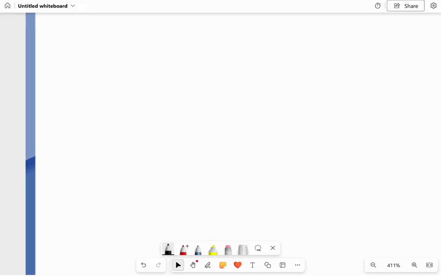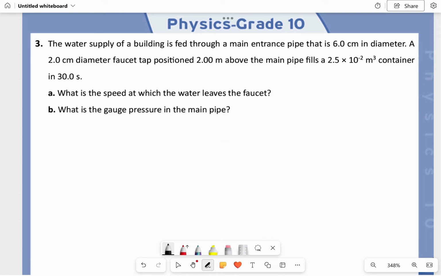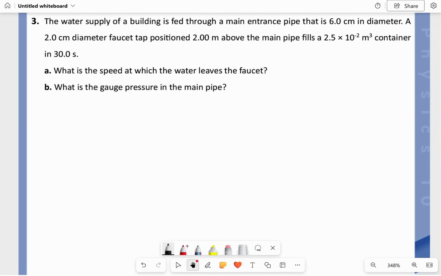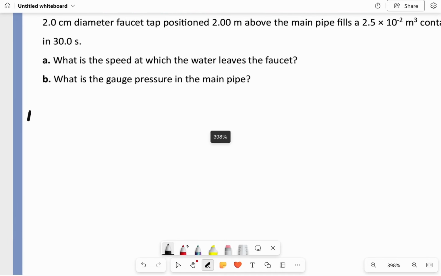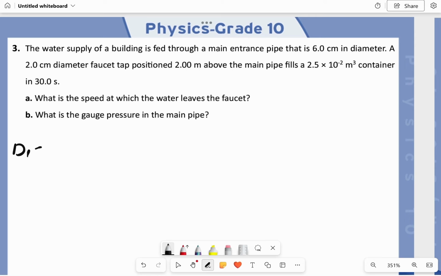We have question 3. The water supply of a building is fed through a main entrance pipe that is 6 centimeters in diameter. So this is D1, which is equal to 6 centimeters. Then you can divide this by 2 and you get radius 1, which is equal to 3 centimeters. Then you should change this to meters.